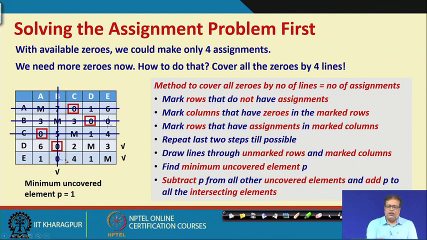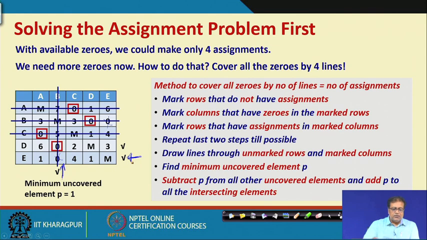So, the first step, mark rows that do not have assignments, right. So, which is that row that do not have assignments? You are clear that this is the row, right, it does not have assignment, all other rows have some assignment. So, if we choose this particular row, that is where a tick is given, then you choose marked columns that have zeros in the marked rows. So, this row is marked. So, where are some zeros in the marked row, obviously this is the column. So, this column is chosen, right.